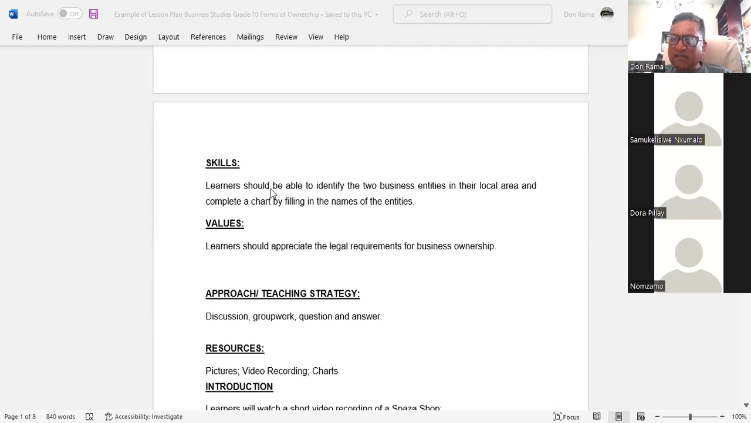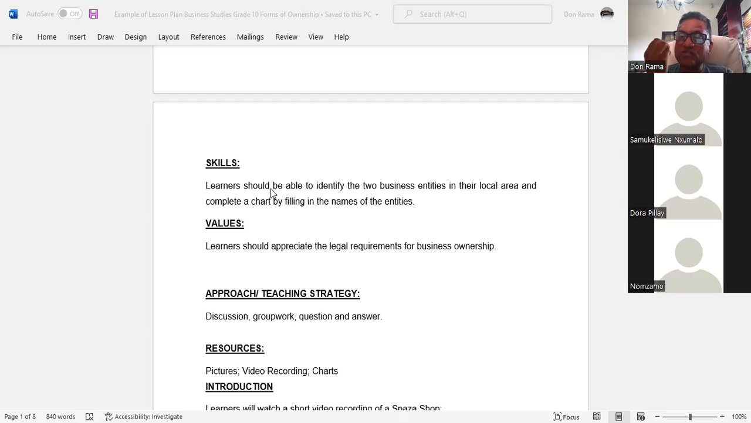When you write the skills, remember, skills means that you must be able to do something. You have a skill, you are able to do something. So the catchword here is learners should be able to do something, right? They should be able to identify. Identify means they are doing something. They should be able to identify the two business entities in the local area and complete a chart by filling in the names of these entities. So here you can see they're actually going to do something. They're going to identify first, and then they're going to complete a chart.